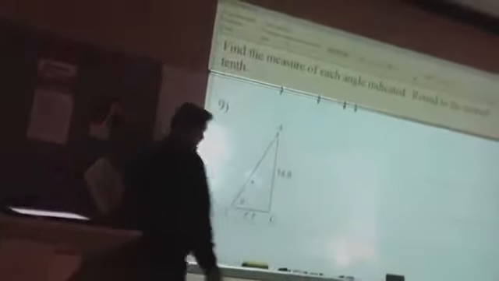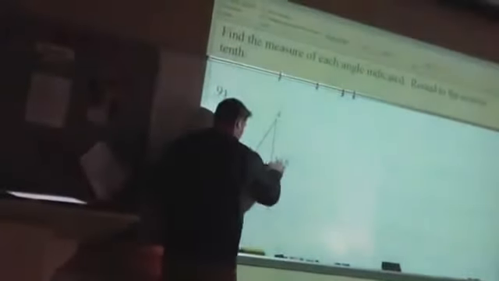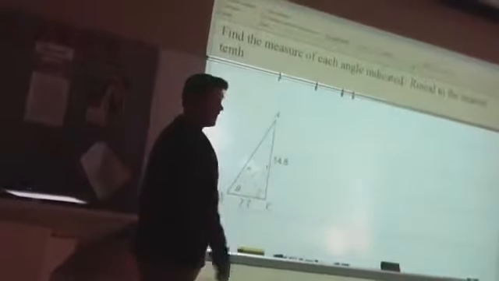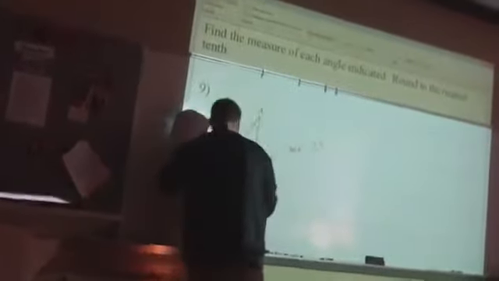On the next one, last one. Here's theta. Well, what do I not have? I don't have the hypotenuse. I do have the opposite side and the adjacent side. Once again, what's the only one that does not use hypotenuse? Tangent equals the opposite side 14.8 divided by the adjacent side 7.7.